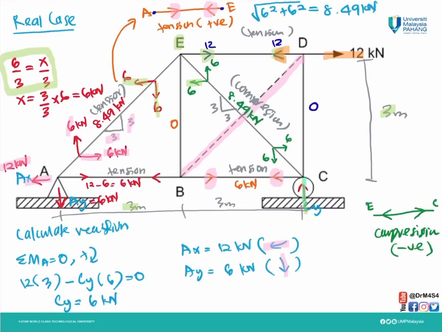Then check again at joint C whether the value is 0 or not. We know our CY is 6 kilonewton. So 6 kilonewton Y minus 6 kilonewton from that one, so it's 0. 6 kilonewton on member BC to the left, then minus that 6 kilonewton. So 6 minus 6 is 0. So no forces in X or Y. That means 0, and our answer is correct. So we are done with the real case.